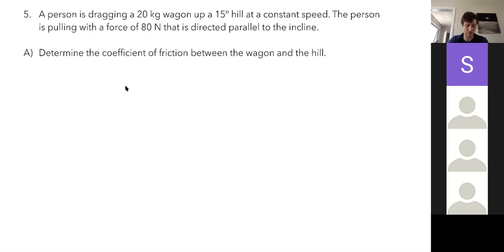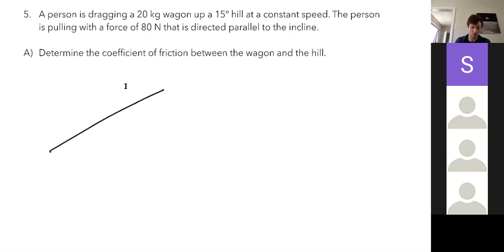So we've got a person dragging a 20-kilogram wagon up a 15-degree hill at a constant speed. The person's pulling with an 80 Newton force parallel to the incline. That's all great. We want to figure out what is the coefficient of friction between the wagon and the hill. Okay, so let's draw a picture, right? We always start with drawing a picture.